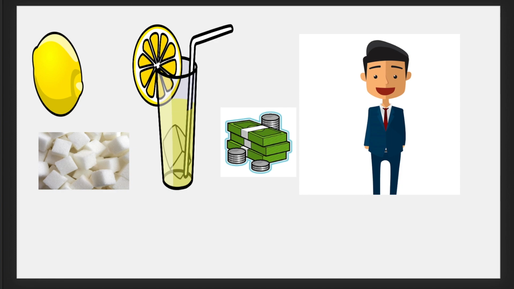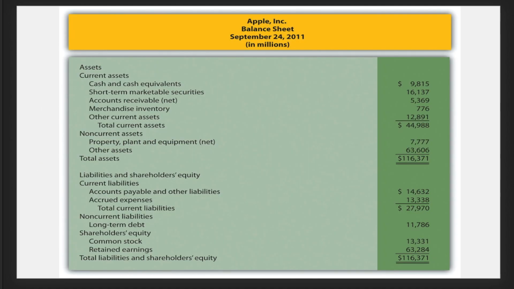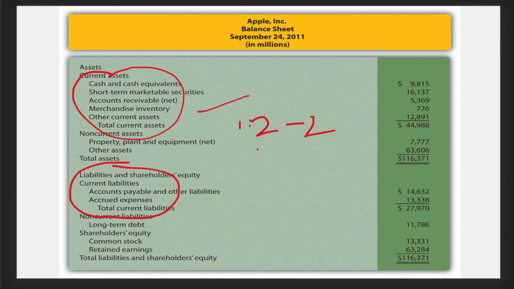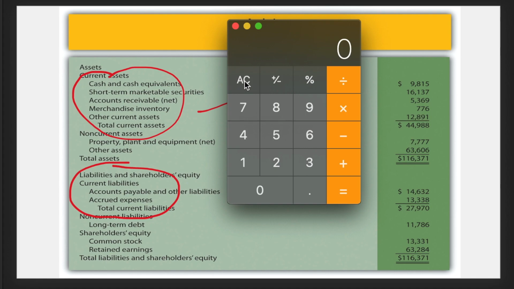Now, as a lemon and sugar supplier, I would like to assess your ratio if your current assets are proportional to your current liabilities. I am going to divide all your current assets by its current liabilities. My intention is to check if you are in a position to meet your current liability as they come due. If the ratio is between 1.2 to 2, which means current assets are 2 times more than current liabilities to cover its debt. Now, let's try to calculate current ratio.